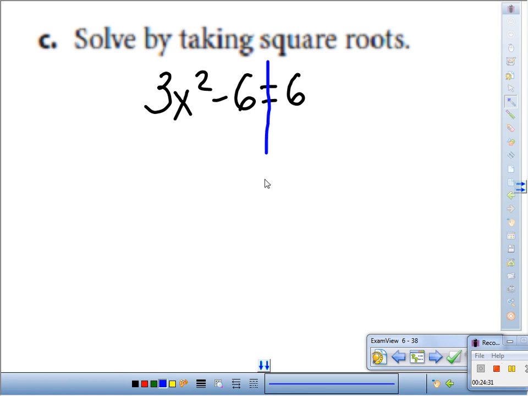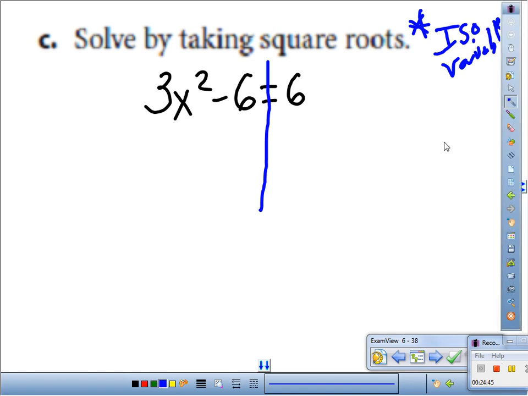Line down the equal sign and make a note for yourself on this one, asterisk. What is the main idea when we solve for square roots? We need to what? Isolate what? The variable. That is correct. Isolate the variable.